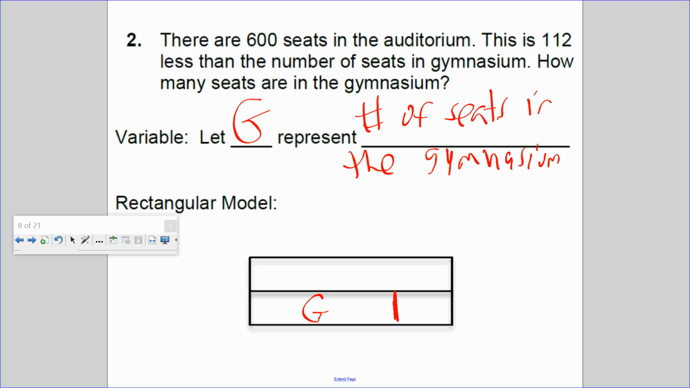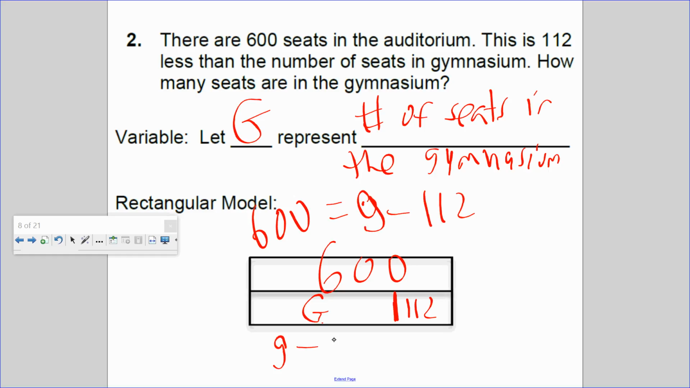You need to take away 112 seats from the gymnasium to figure out how many, which is equivalent to the number of seats in the auditorium. So now we see this. These are the number of seats in the auditorium, 600. It is equal to 112 less than the number of seats in the gymnasium. Here's the gymnasium, G minus 112. Or another way to say it is G minus 112 equals 600.